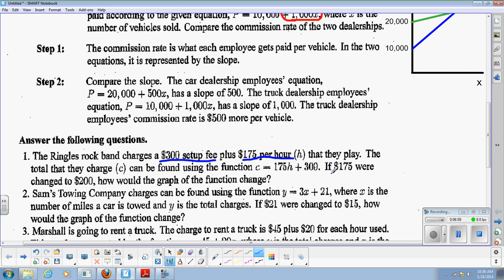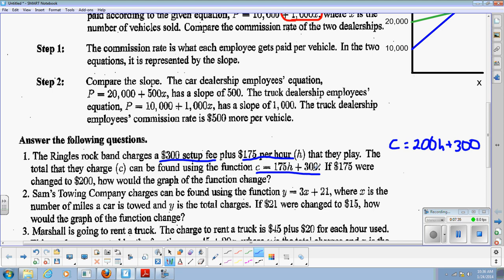Here's our question. If $175 were changed to 200, how would the graph of the function change? Let's look at which number they're changing. In our equation, you have C, and we're going to change that equation. Here's the original equation: C equals 175H plus 300. They're telling us in the word problem to change the 175 to 200. So 200H plus 300. The question then is, how would the graph change?